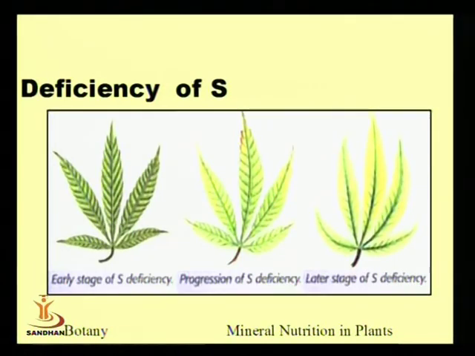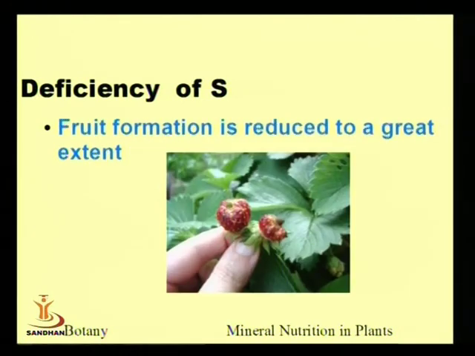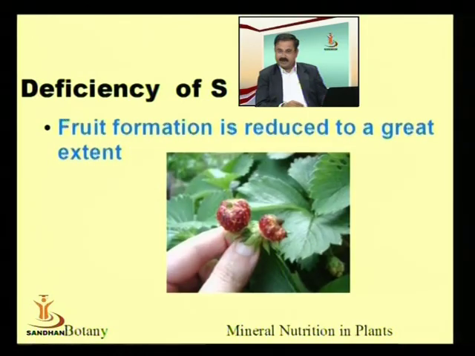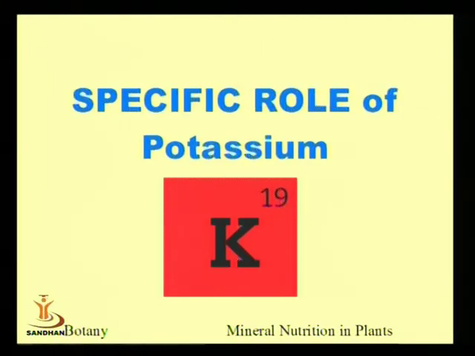Then one can see the photographic presentation. In the early deficiency, slowly the greenish part is becoming less and less. The other symptoms will be stunted growth. Chlorosis will be there. Fruit formation will be reduced. Very poor growth of the fruit will be there.